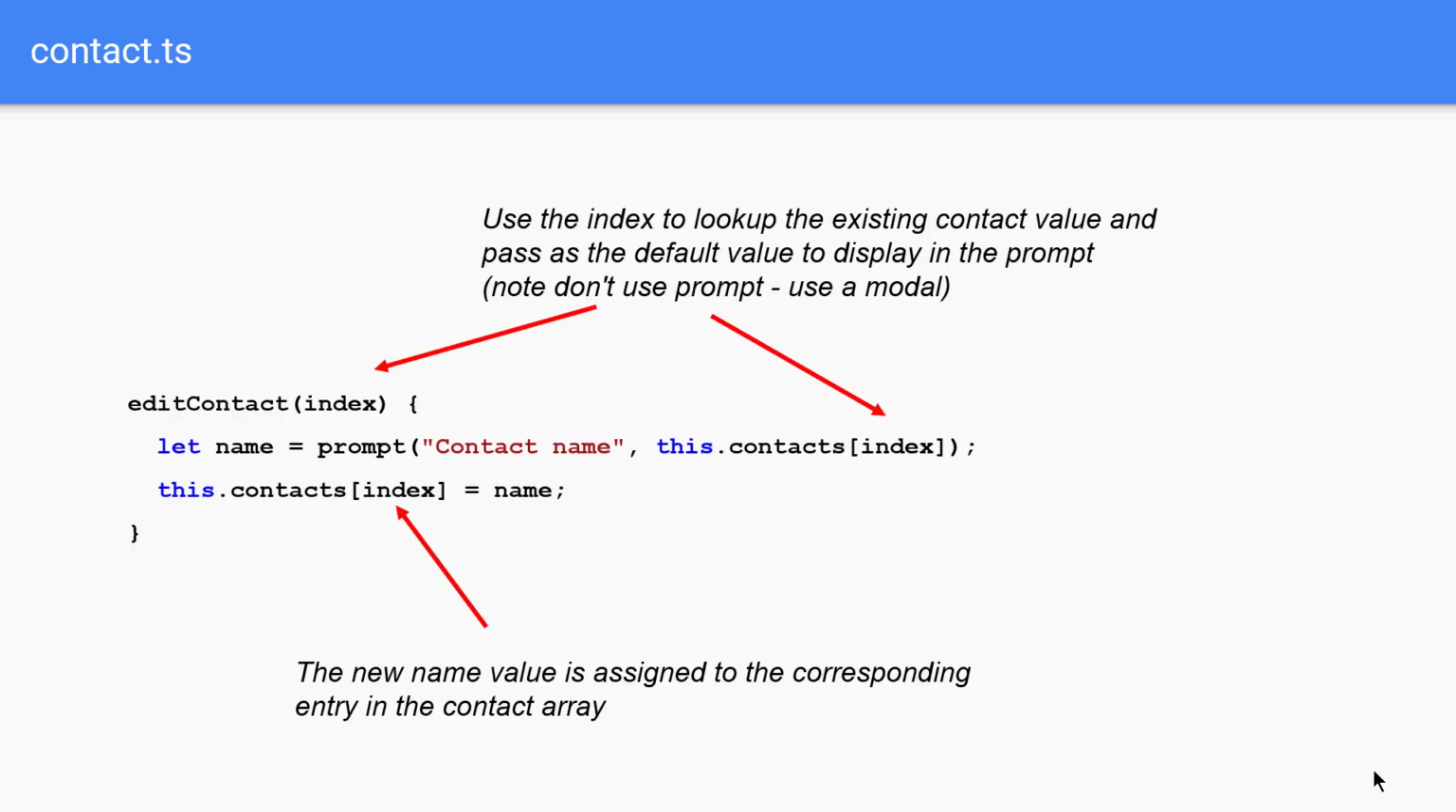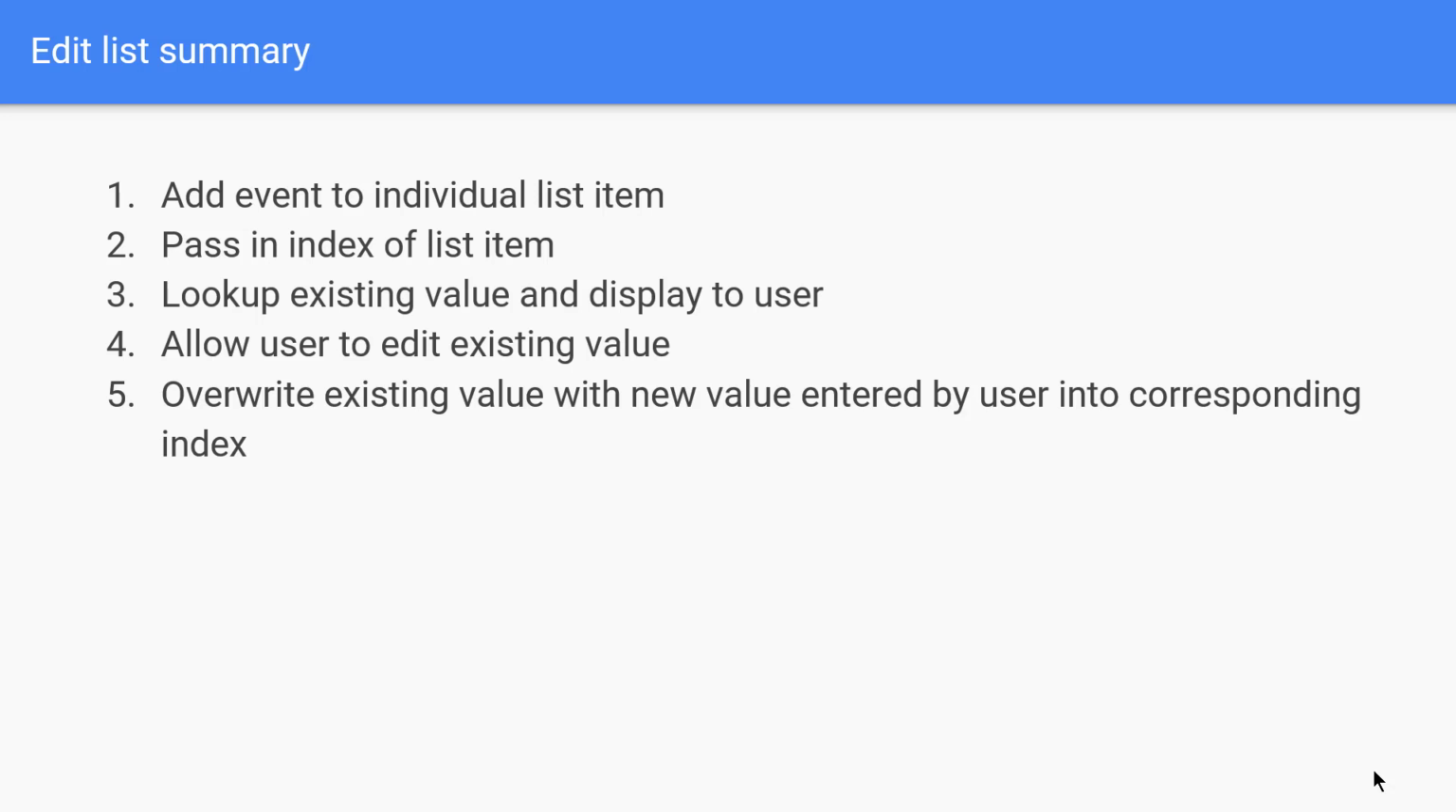The index that is passed into the edit contact function is used to find the value in the array and to modify its value. Once again, a modal is a more appropriate UI element to ask the user for information. So in summary, to edit a list, you need to add an event to individual list items, pass an index of the list item, look up the existing value and display it to the user, allow the user to edit the existing value, and overwrite the existing value with the new value entered by the user into the corresponding index in the array.